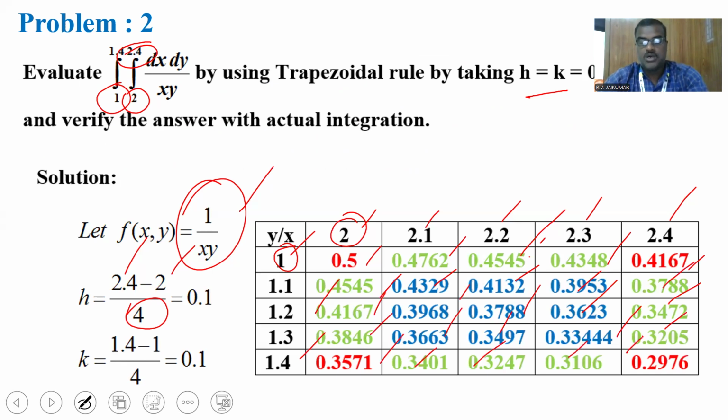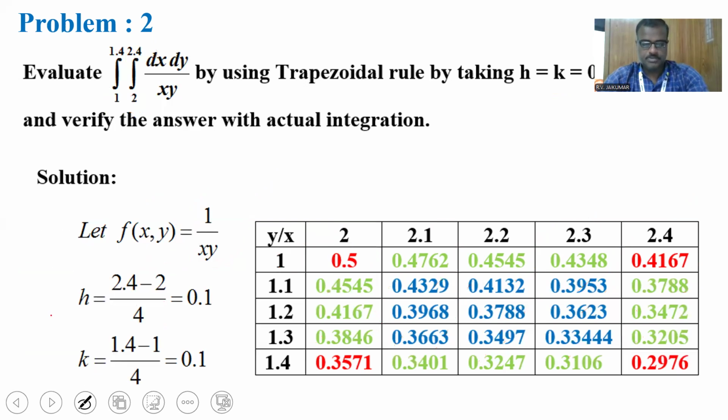Right? So here we have 5 rows and 5 columns. Definitely we should find out 25 values, 5 into 5, 25. So we are finding 25 different values of f. Okay. So after finding it, you just note down. We have to calculate three different values. What are the three different terms in the formula? Corner values, boundary values, interior nodes. So there are three terms in the trapezoidal rule.